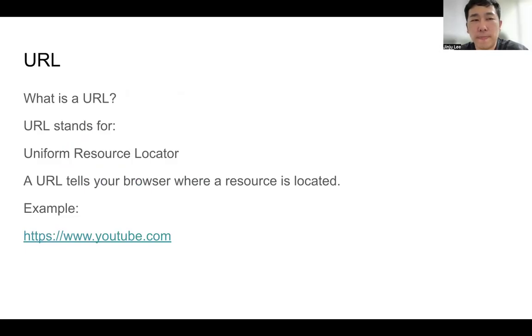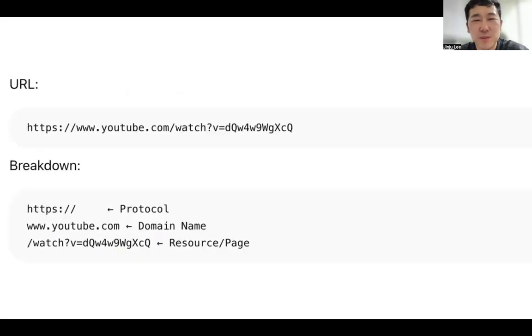What's URL? URL stands for Uniform Resource Locator. Uniform because it's the same format all over the world. A URL tells your browser where a resource is located. So youtube.com, that's the home page, and then some specific video would be like this. So again, the anatomy of a URL, HTTPS colon slash slash, that's the protocol. www.youtube.com, that's the domain name, and slash watch, and then the actual video, that's the page you're trying to visit.